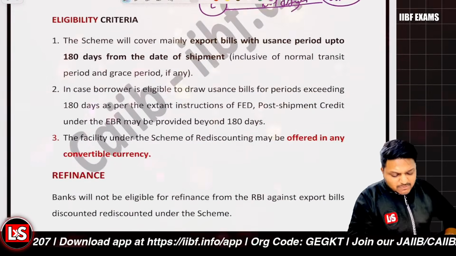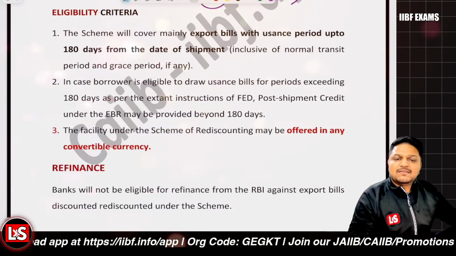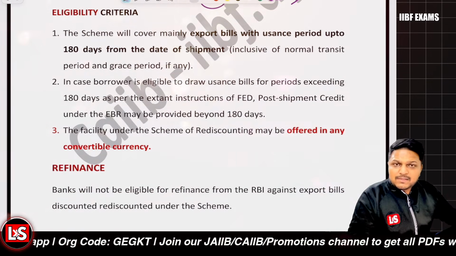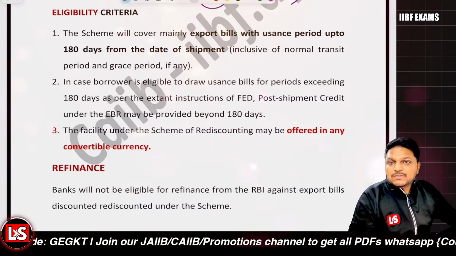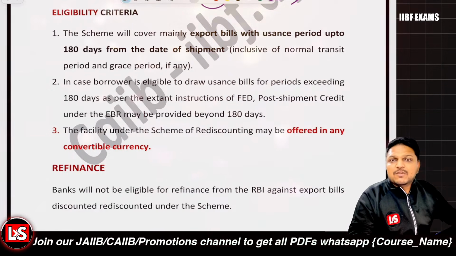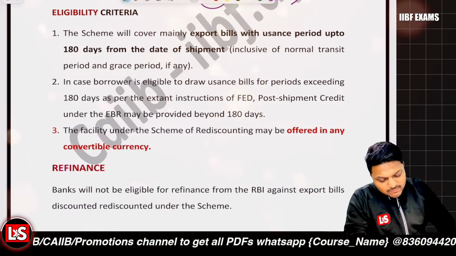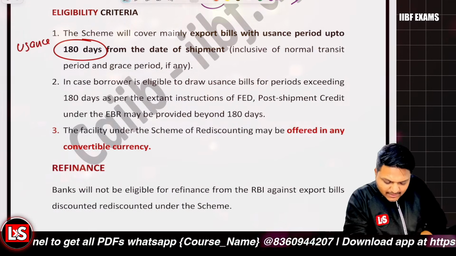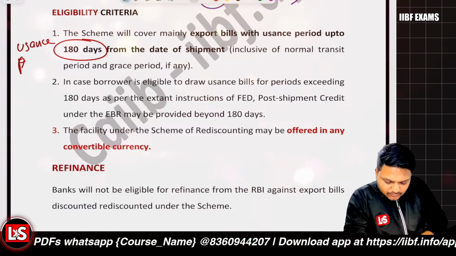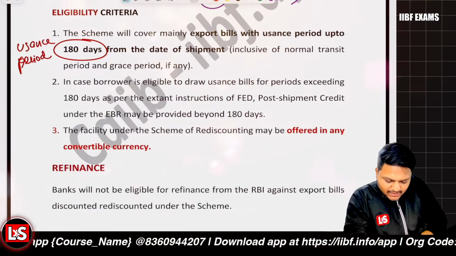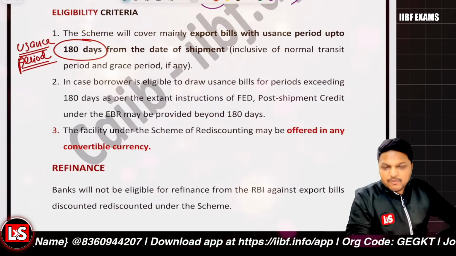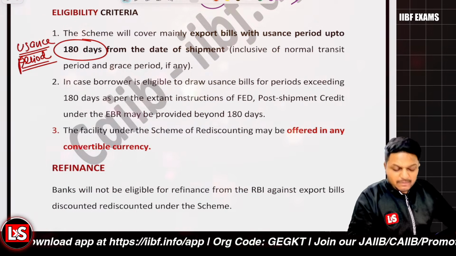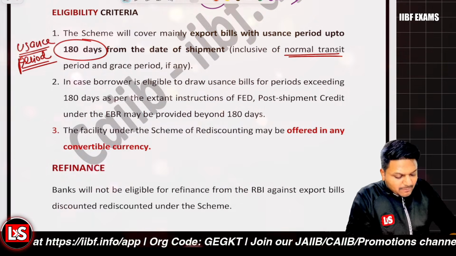Now, what is the eligibility criteria for the EBR scheme? The scheme is going to cover the export bills which are usance, where the usance period is up to 180 days from the date of shipment. We are talking about the usance period, meaning the credit period. So if the usance period is up to 180 days from the date of shipment, inclusive of the normal transit period, that is NTP. I've already given you the definition related to NTP.